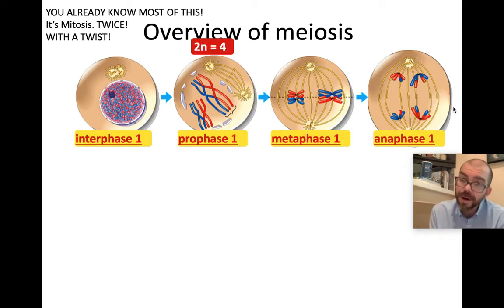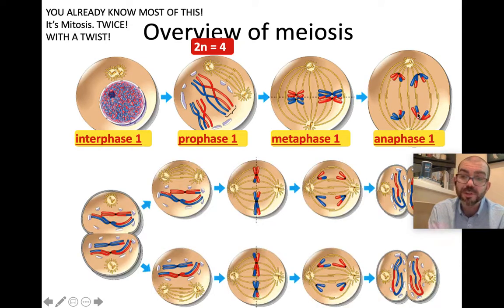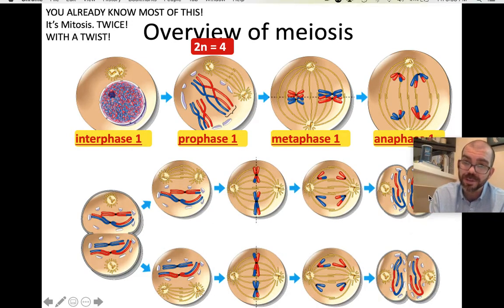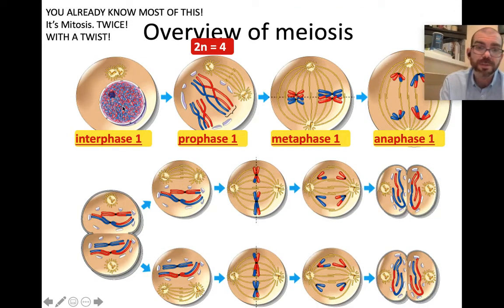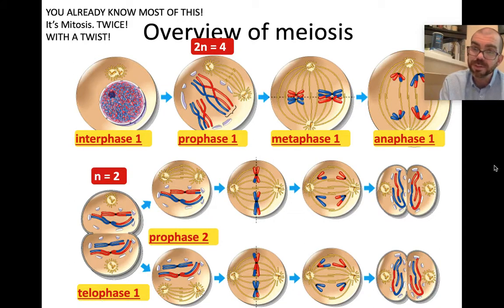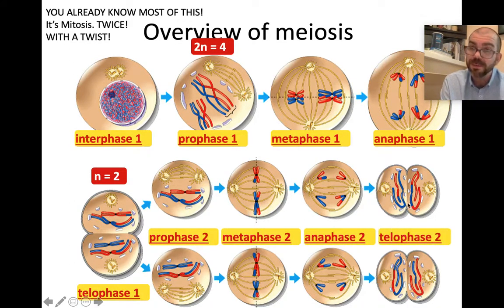But you'll notice there's a number after each one. We call this prophase 1, metaphase 1, and anaphase 1. We have to do that because there's two divisions that happen in meiosis. So the first round, splitting from one cell to two, we label each phase with a 1. For the second round, we're going to label each phase with a 2. So here's prophase 2, metaphase 2, anaphase 2, and telophase 2.